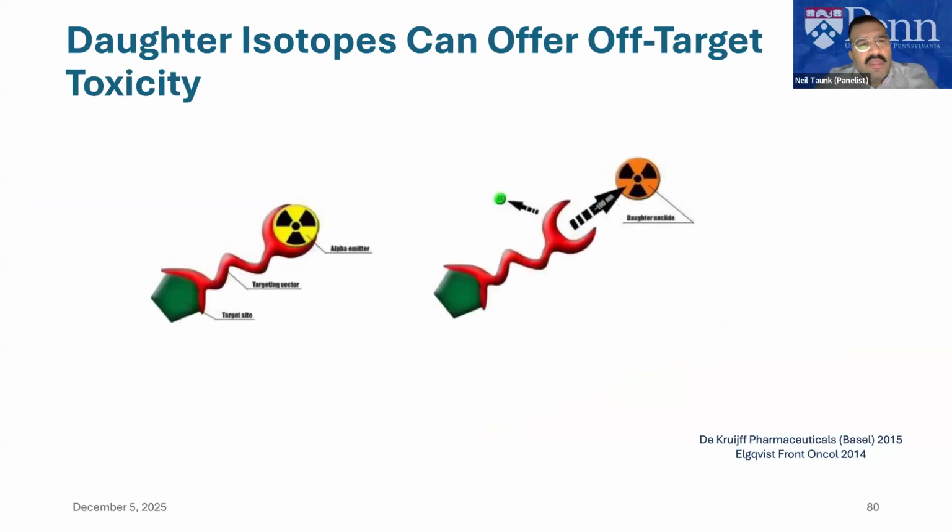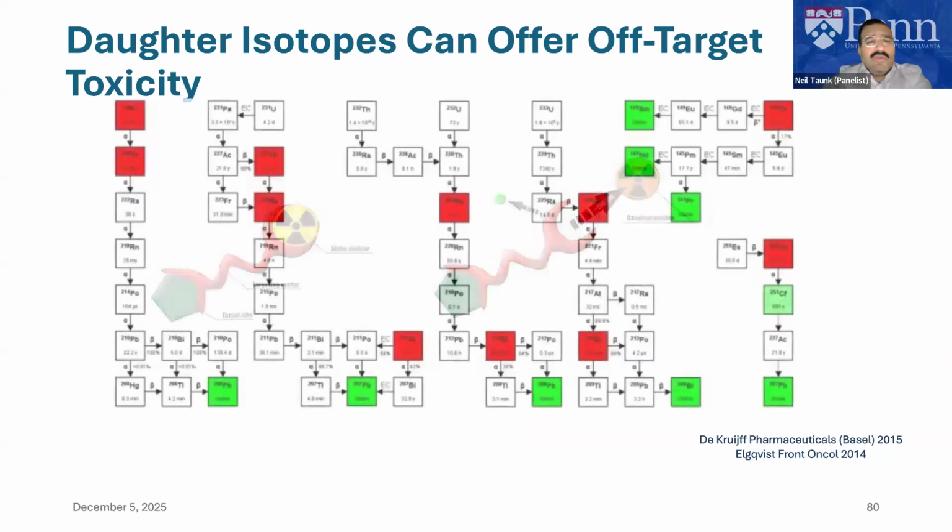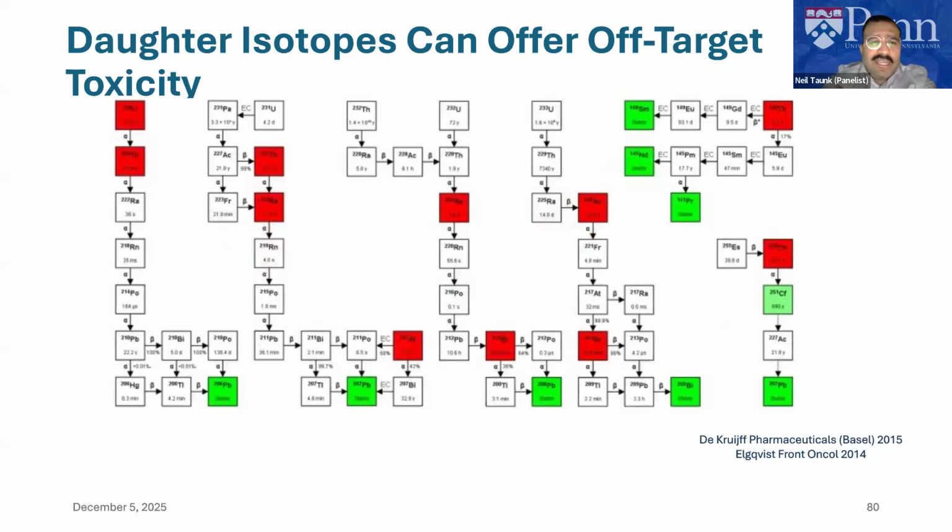Next slide. These daughter isotopes can offer off-target toxicity. On the left is an alpha emitter with a targeting vector and a target site, and then the daughter radionuclide comes off, but separately than the alpha particle, but the daughter radionuclide itself may be lethal. Next slide. So there's these elegant decay pathways where in some types of alpha emitters, you may generate 4 lethal daughter isotopes, leading to some unpredictable features.